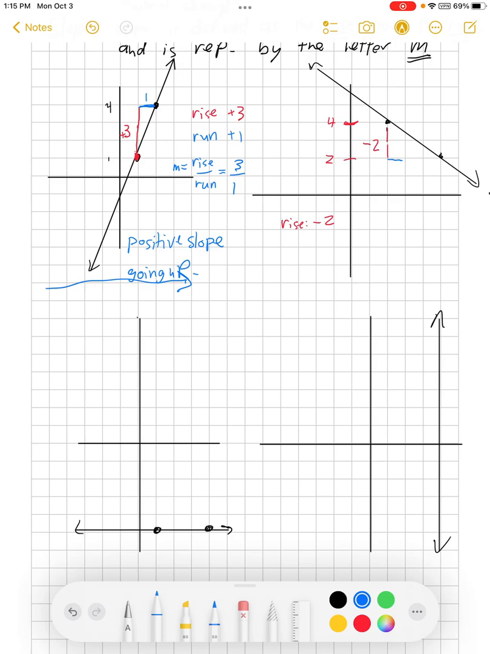Let's figure out our run. How much do we go in a positive direction? We went over 1, 2, 3. So our run is going to be positive 3. So our M value, our slope, is going to be rise over run, which will be negative 2 over 3. Fractions are okay, but make sure we reduce.